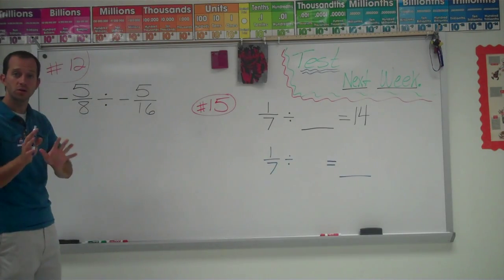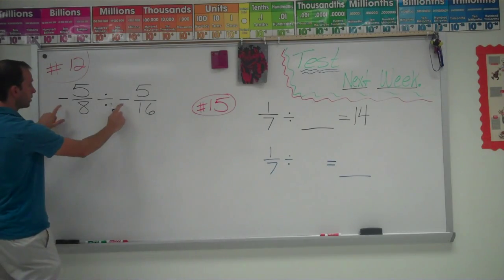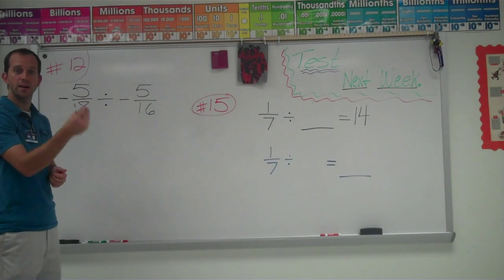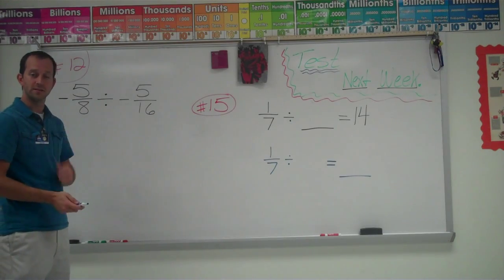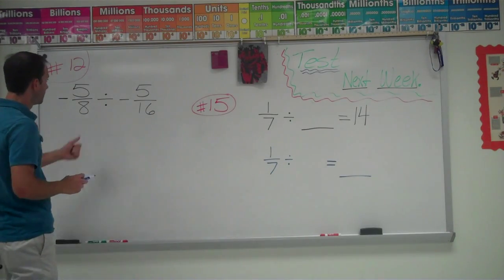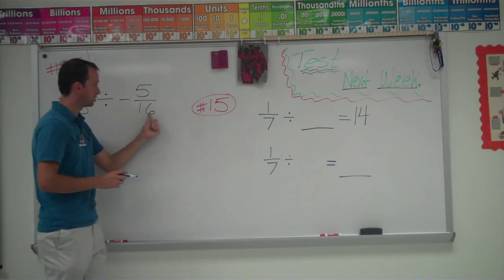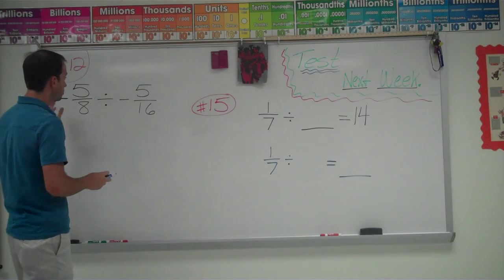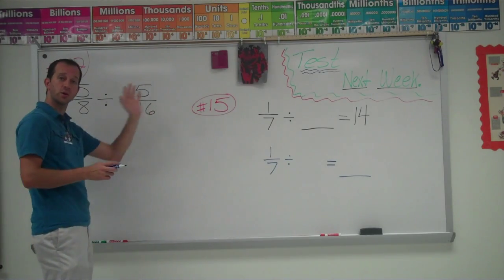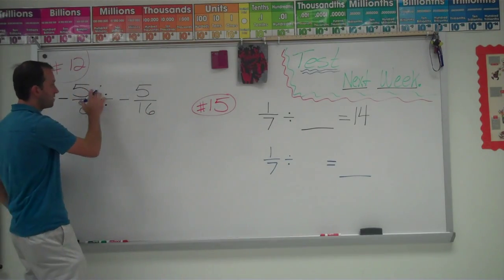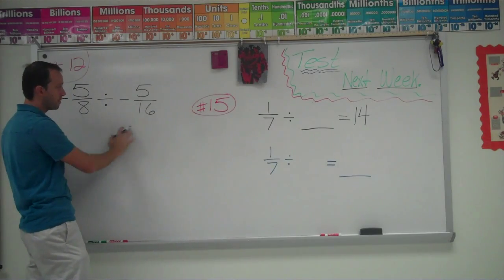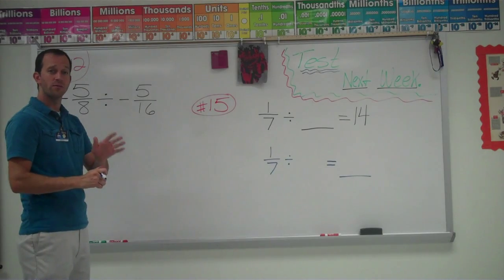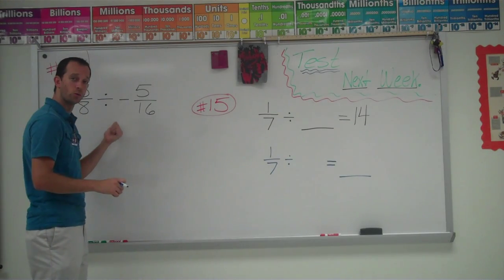The first thing I'm going to notice, though, is that they are both negative, which means that my answer, a negative divided by a negative, will be positive. So we'll have a positive answer. Next, when we divide fractions, there are two methods. The first method is to try to divide straight across. Try to divide 5 by 5, try to divide 8 by 16. If that works out, fantastic. However, in this case, that's not going to work.